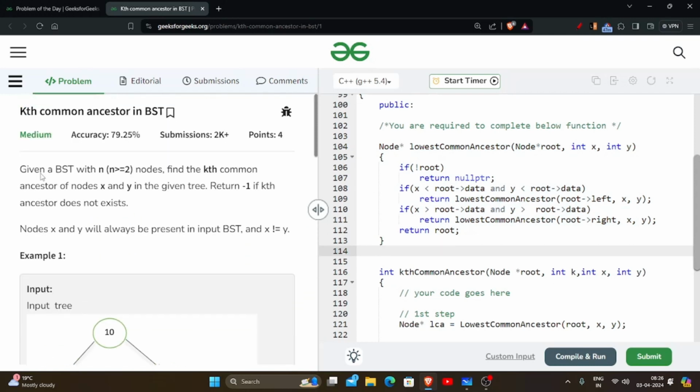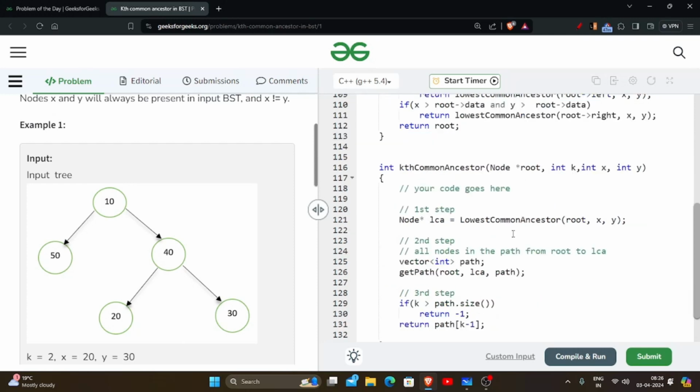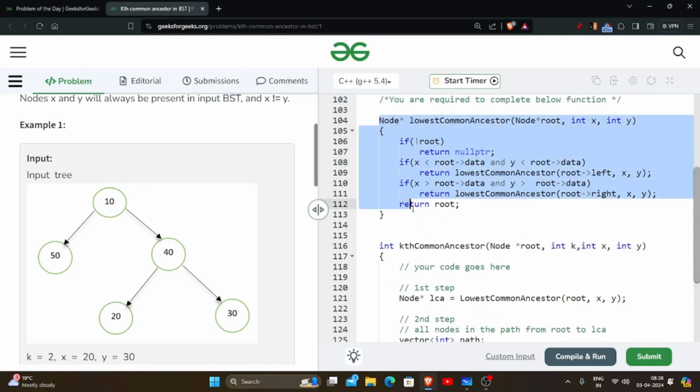Since the problem says this is a BST, only then would this logic work. Otherwise, the logic that helps in finding the lowest common ancestor is slightly different. But since this is a BST, we can use these conditions: if both values reside on the left subtree, we move left, or alternatively we move right. So this is how I find the lowest common ancestor.